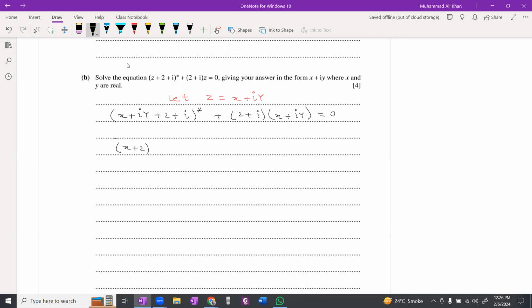Now, the real part is x plus 2 and the imaginary part is y plus 1 iota. This is the imaginary part.